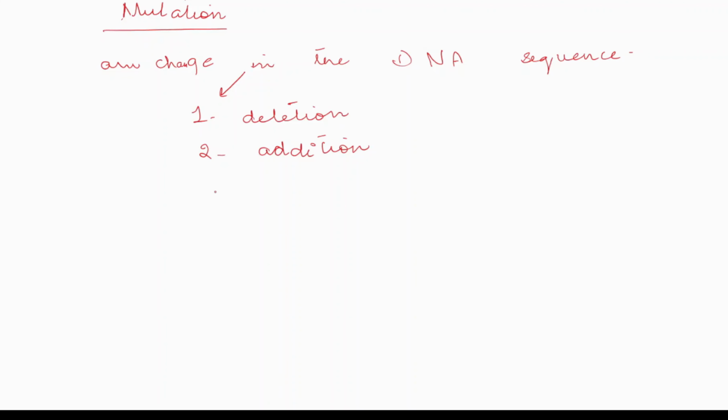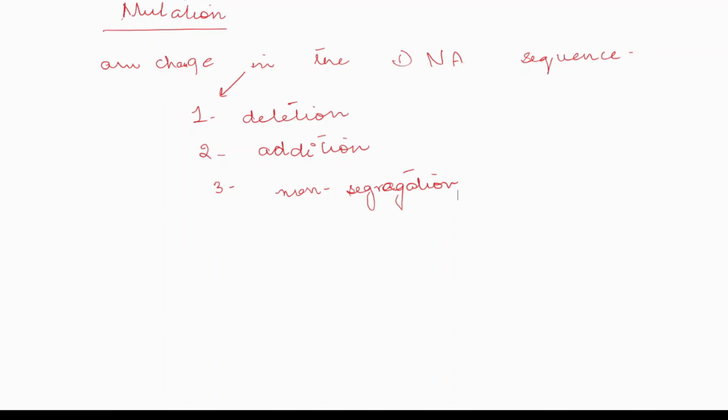Number three is the non-segregation. Non-segregation means when the chromosomes get separated in mitosis, due to some reason they don't get separated. That is the case in Down syndrome. So what is Down syndrome?